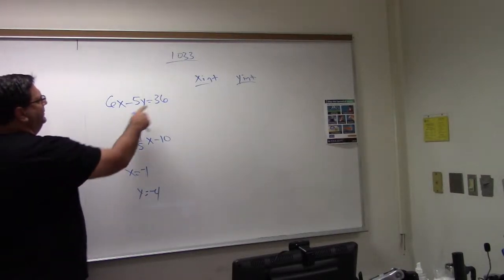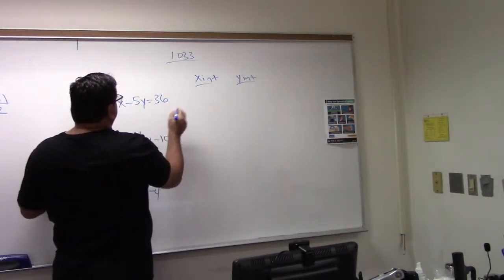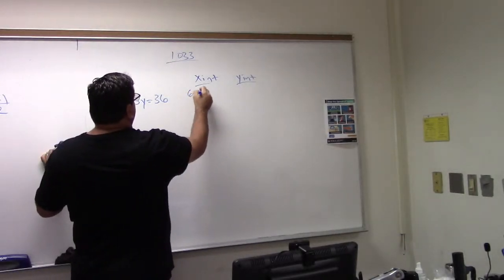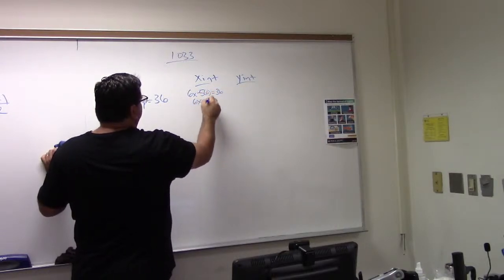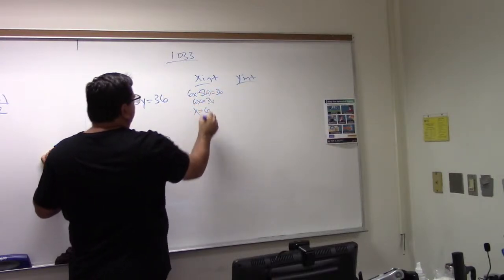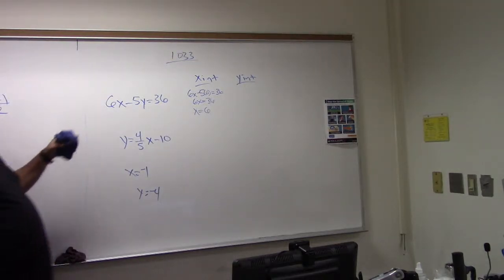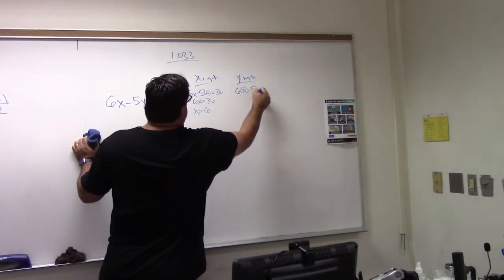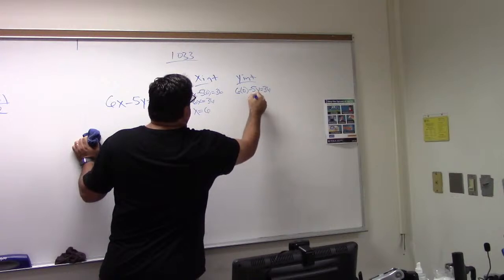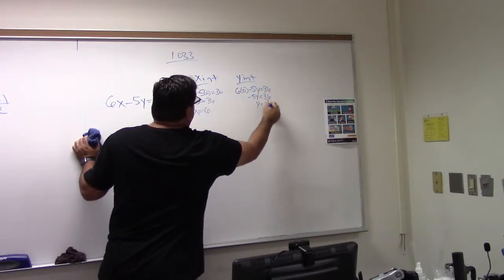X intercept, you plug in y is 0. You get 6x equals 36. X is 6. Y intercept, you plug in x is 0. You get negative 36 over 5.